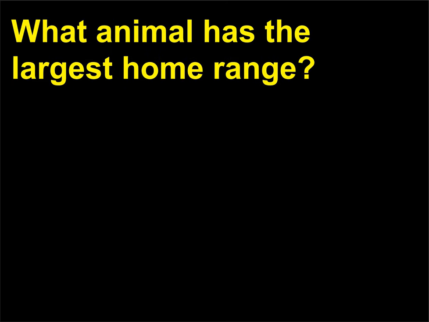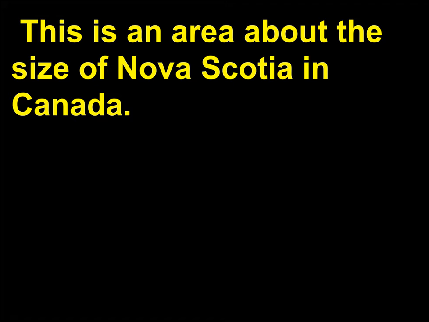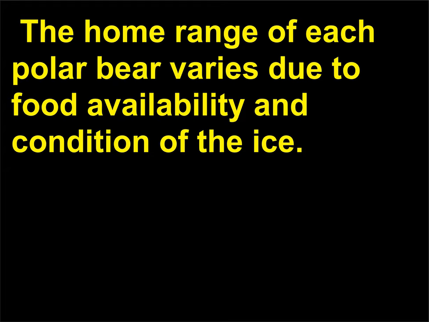What animal has the largest home range? The home range of an adult polar bear may cover an area of 20,000 square miles, 50,000 square kilometers. This is an area about the size of Nova Scotia in Canada. The home range of each polar bear varies due to food availability and condition of the ice.